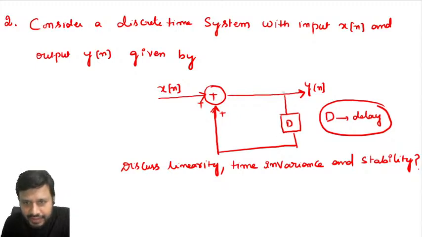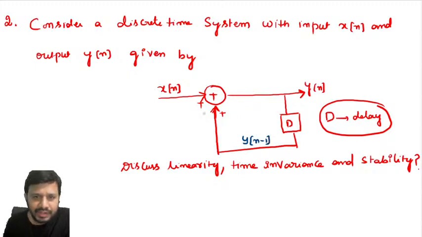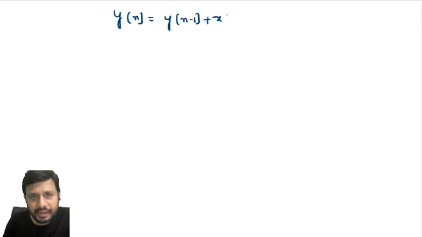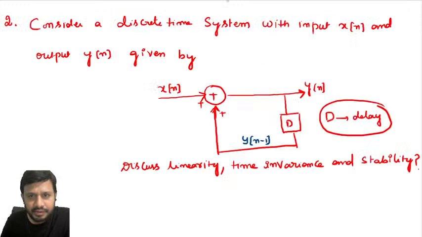Look here, y of n is passed through a delay, which means we get y of n minus 1. Now this y of n minus 1 is added to x of n to get y of n. So I can write y of n is equal to y of n minus 1 plus x of n. Can I write like this? Yes, we can write like this.